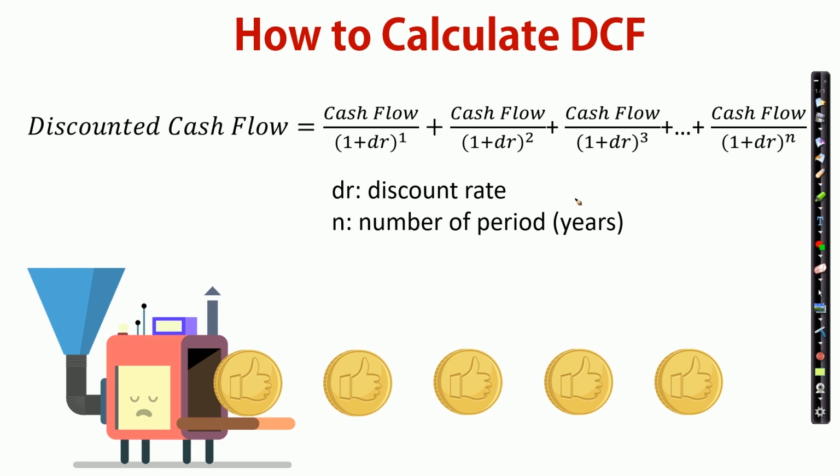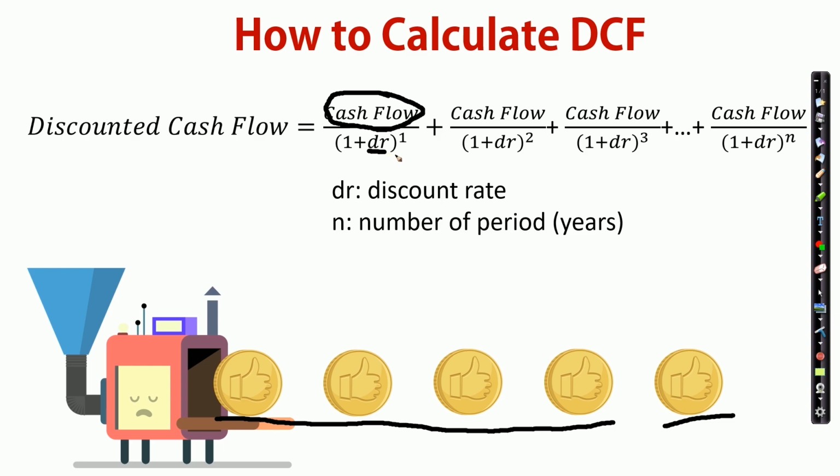Basically, what this equation tells us is that each coin that we are seeing over here is the cash flow. And because future cash flow will be worth much less to us now, we need to apply a discount rate to the cash flow. How this discount rate is determined or set, I will be explaining further on in the video.